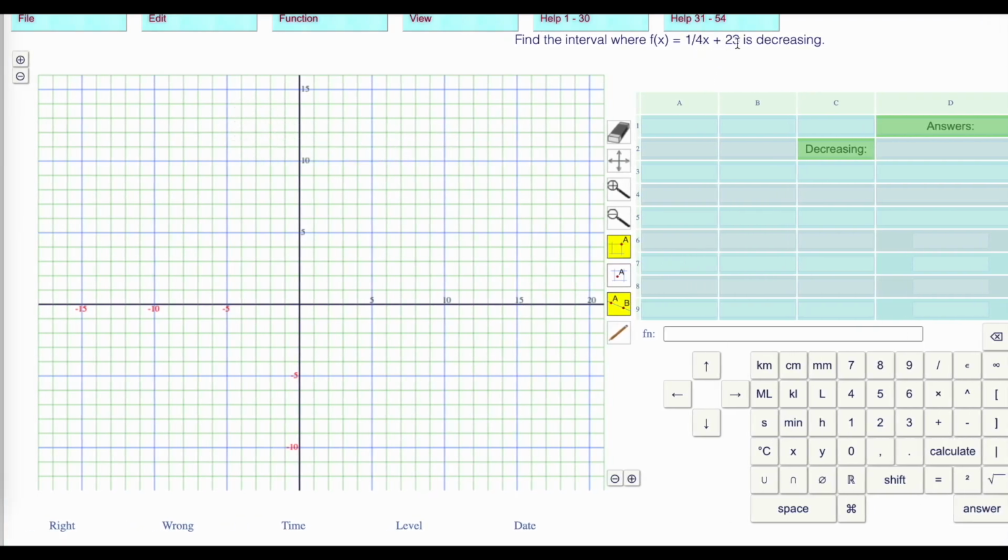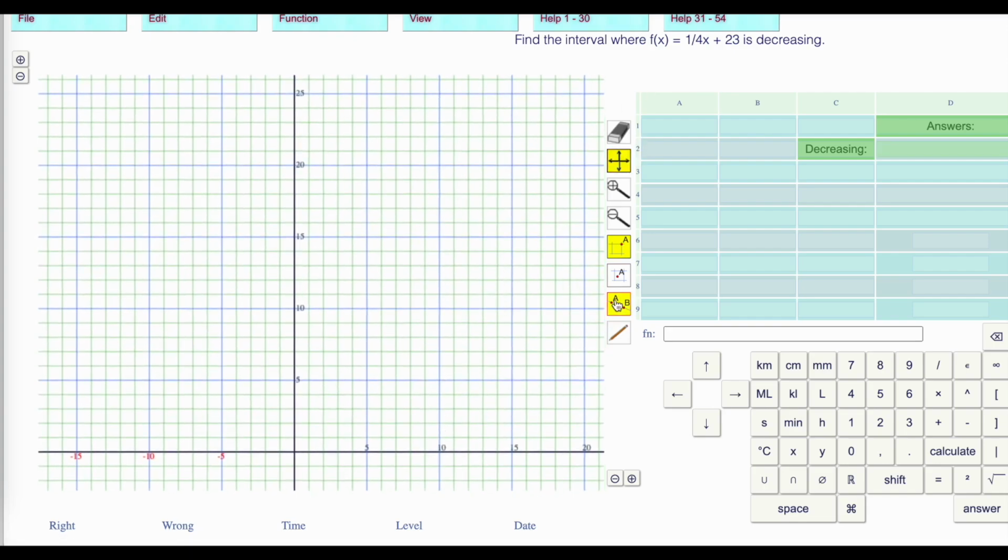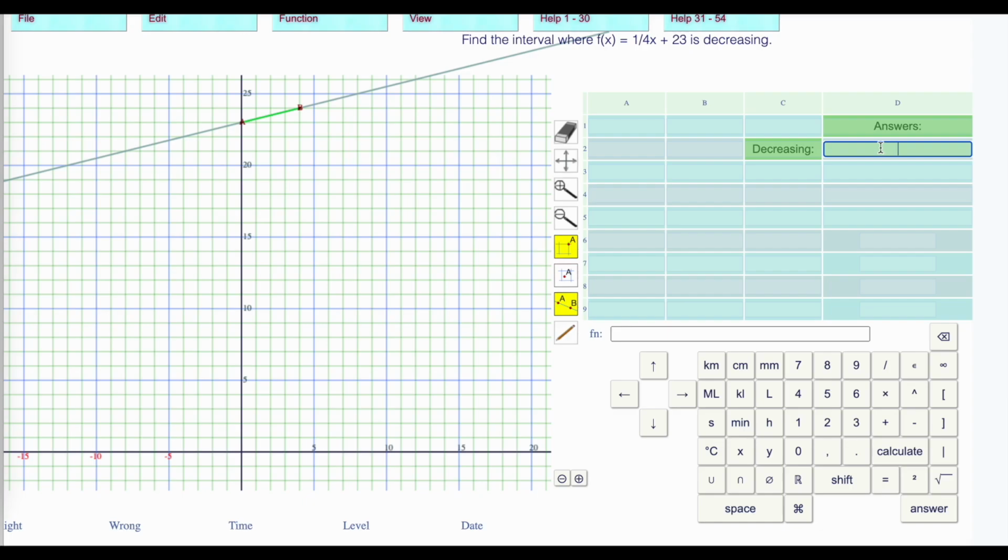1/4 x plus 23 is decreasing. Once again, never going to be decreasing. 23 is right here. The slope is 1/4. Move over 4, up 1. It's increasing forever. When is it decreasing? It's never decreasing. Empty set.